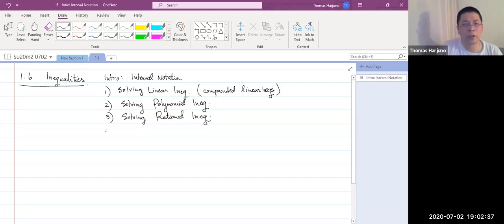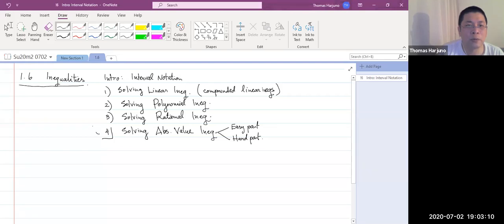Okay. If I have a chance, I should go over solving absolute value inequalities. That's the easy part, and then the hard part. I may even do that first before I go to solving polynomial inequalities.